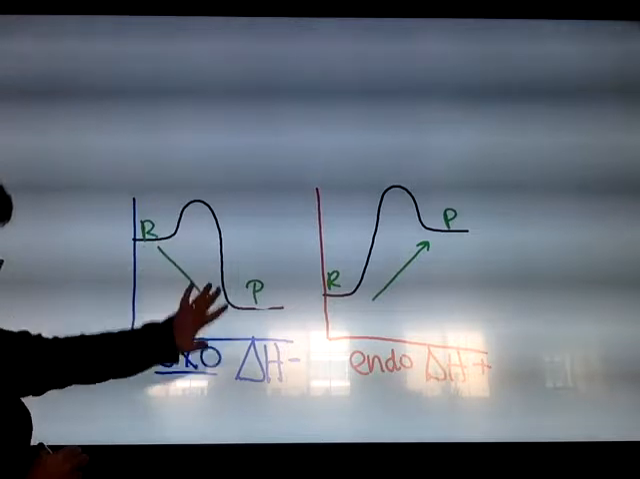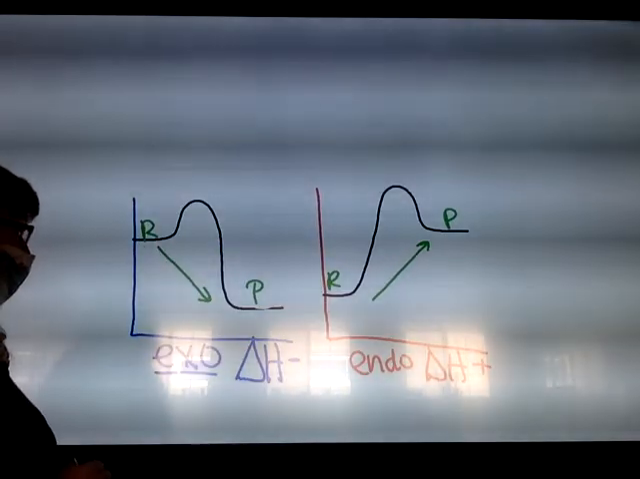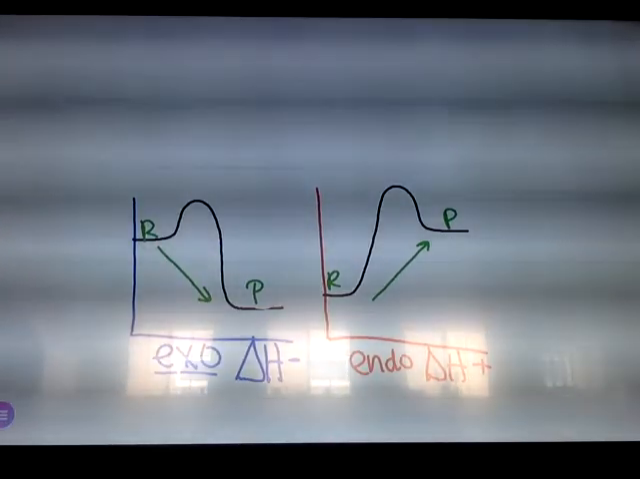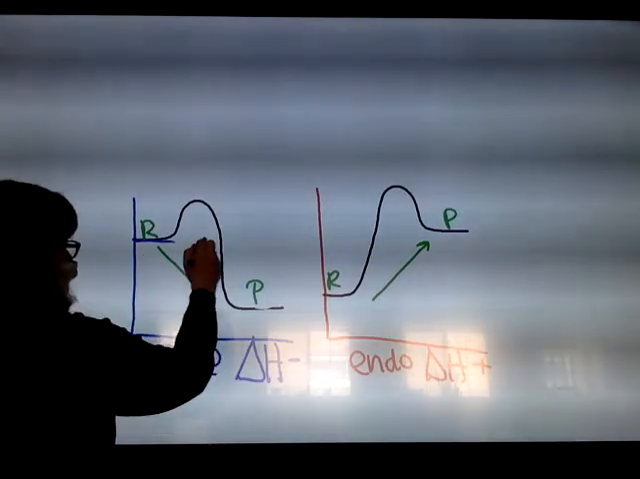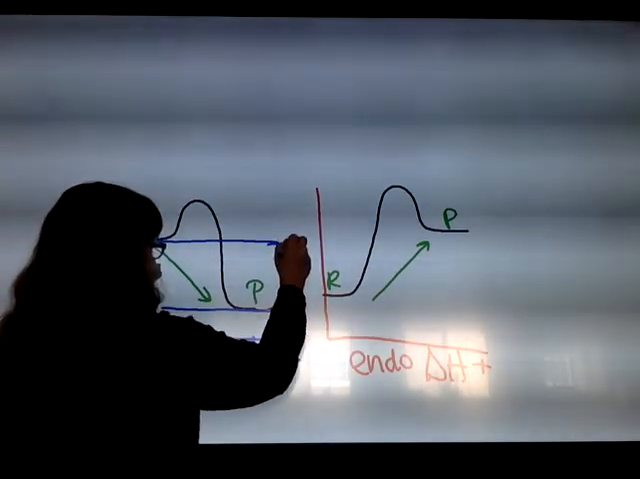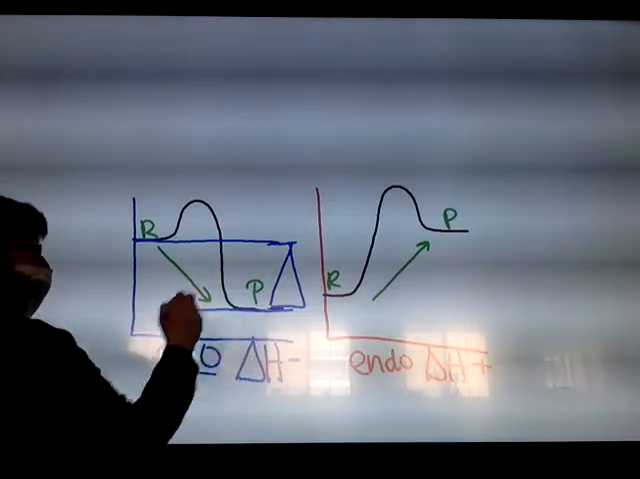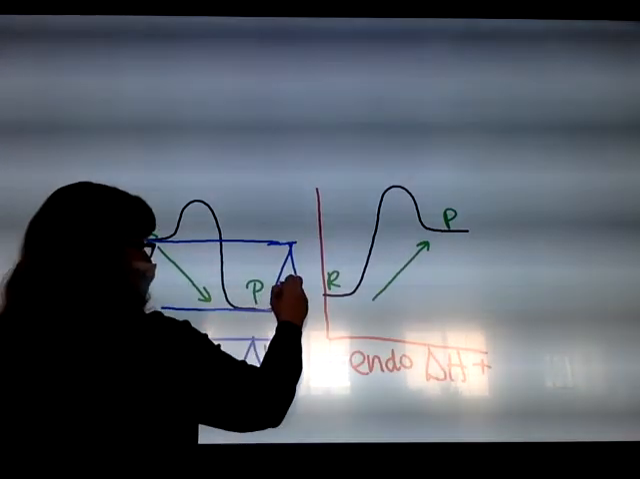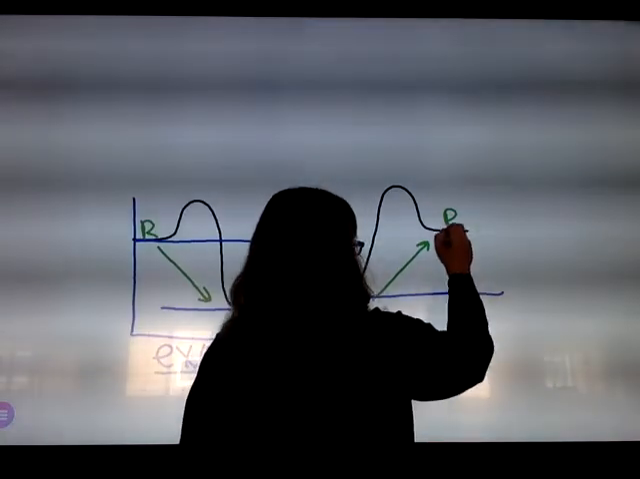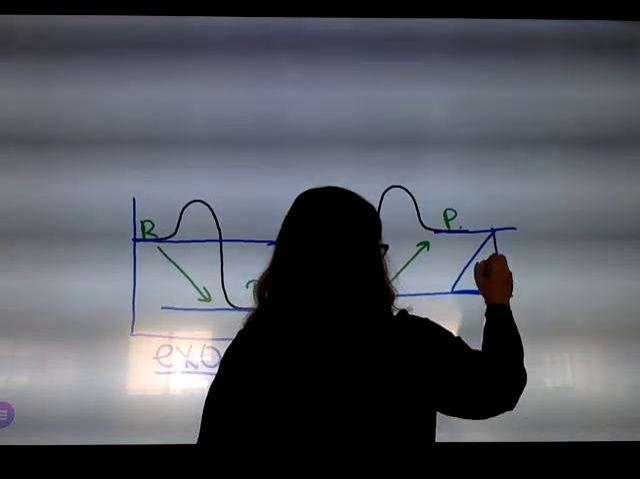Okay, so make sure you know how to read these things. Let's take a look. One last thing. Again, that delta H is going to be the change in the products minus the reactants. You can always find those two.